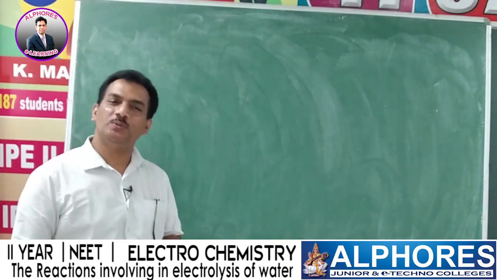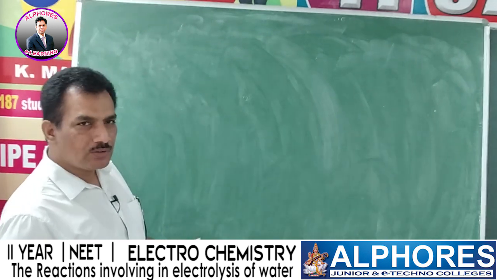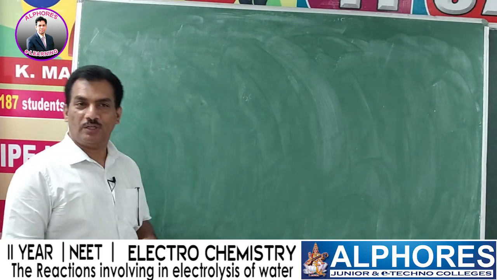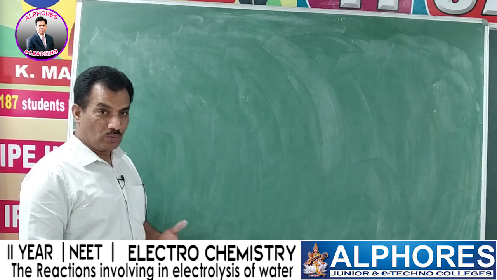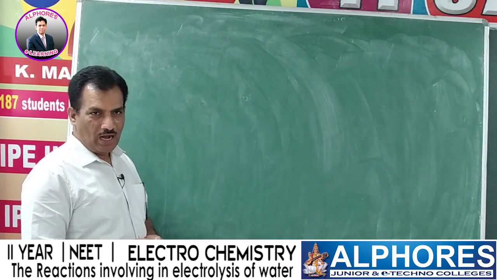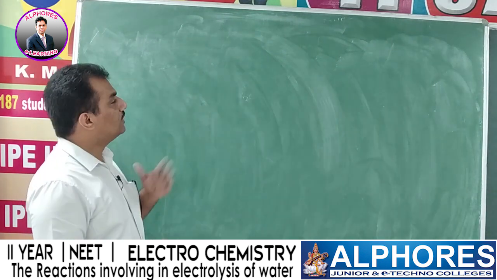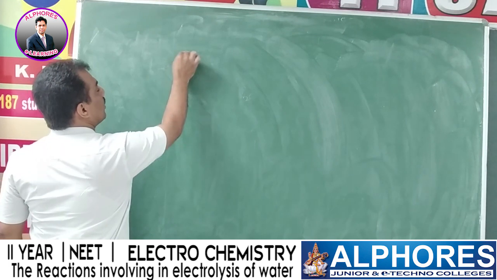Students, welcome to the second episode of electrochemistry. In the first episode, we learned about the different types of electrolytes and electrodes and their functioning in the electrolytic cell and in the electrochemical cell. And in that one, I already told you that in the coming session, we are going to learn about electrolysis.